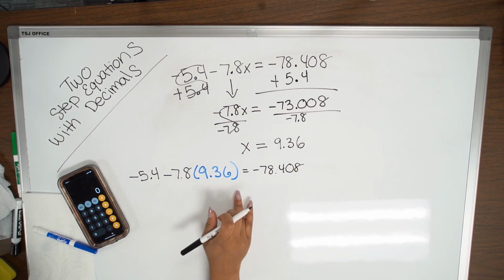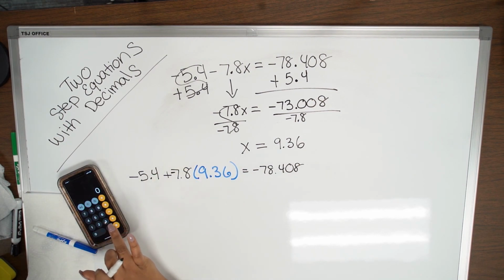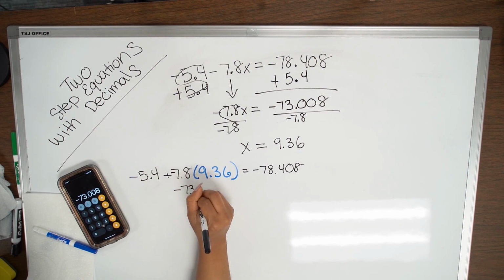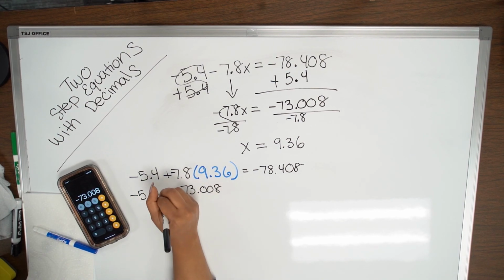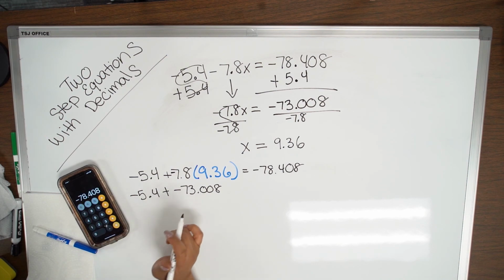So then we're going to multiply. We're just going to change that to a plus negative. So we have negative 7.8 times 9.36 equals negative 73.008. And we're going to bring down the negative 5.4. So we have negative 73.008 plus negative 5.4 equals negative 78.408.